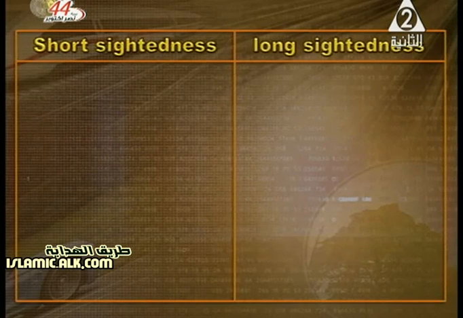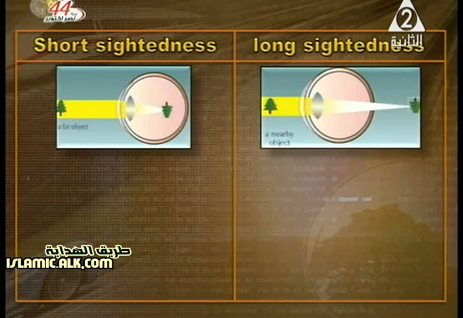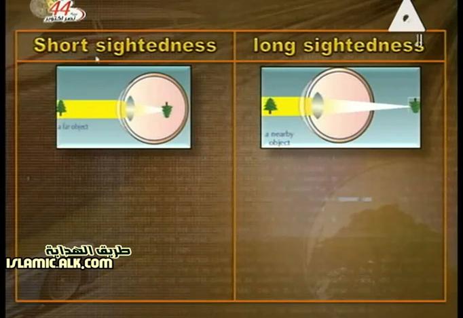Compare between short-sightedness and long-sightedness. This is the image of the tree formed in front of the retina of the eye. So this person is affected by short-sightedness. But the image of the tree in this case is formed after the retina. So this person suffers from long-sightedness.